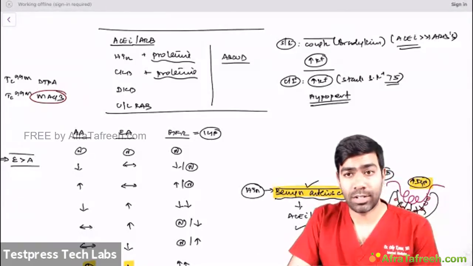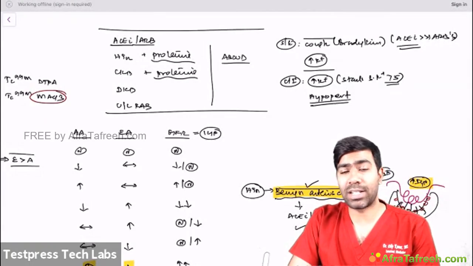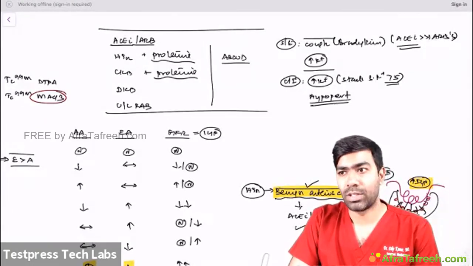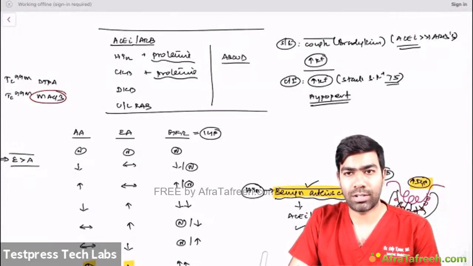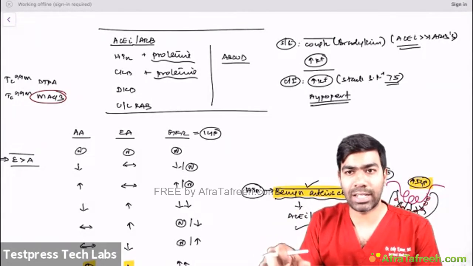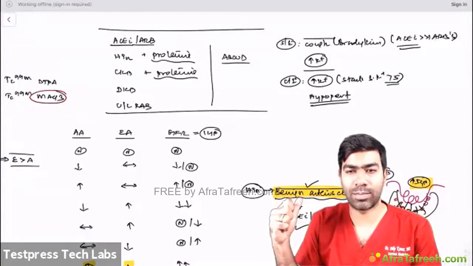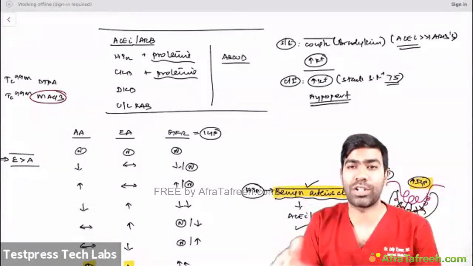you should not give. Because in hypoperfusion, for example, the patient is having diarrhea, and because of that he's having hypotension and shock. Already the MAP is low and they cannot do autoregulation. The only way they're maintaining the GFR is the angiotensin 2 mechanism. That's very important in hypoperfusion and shock.